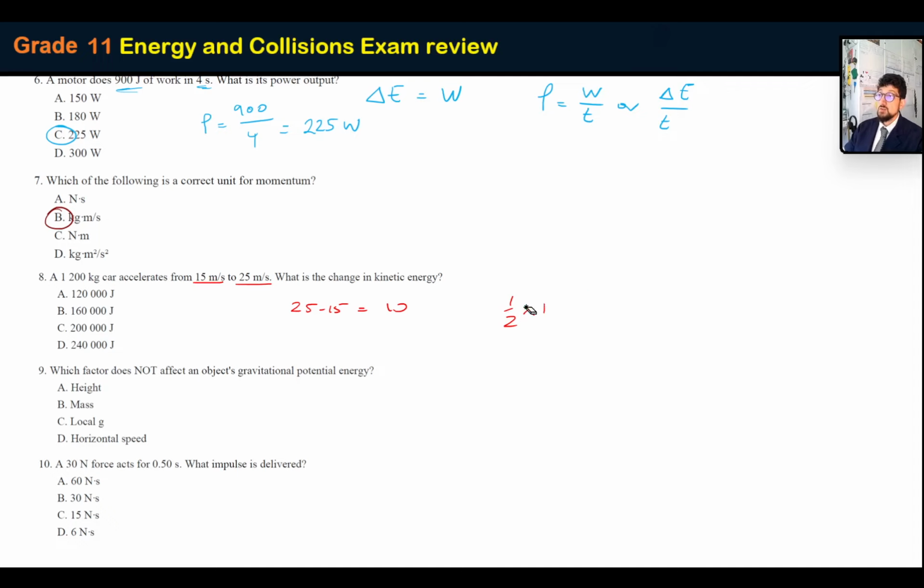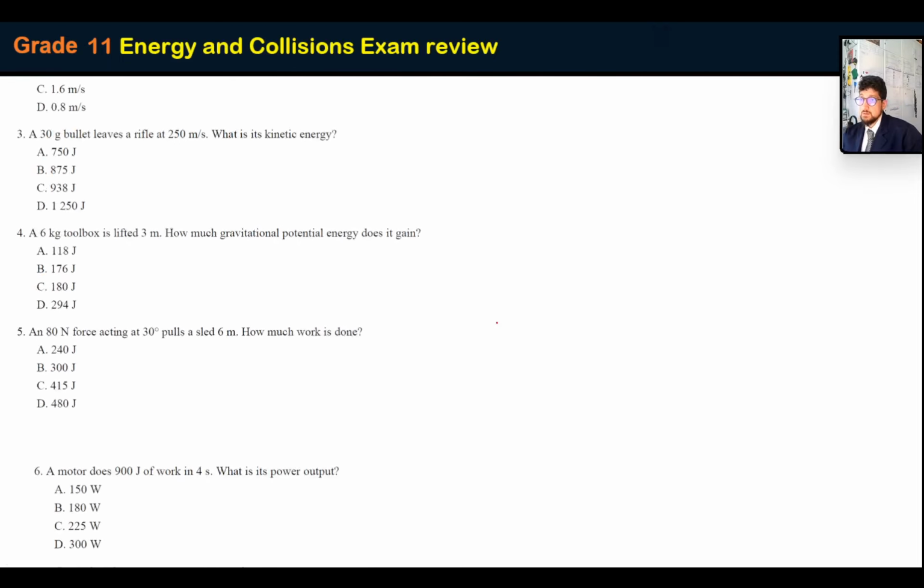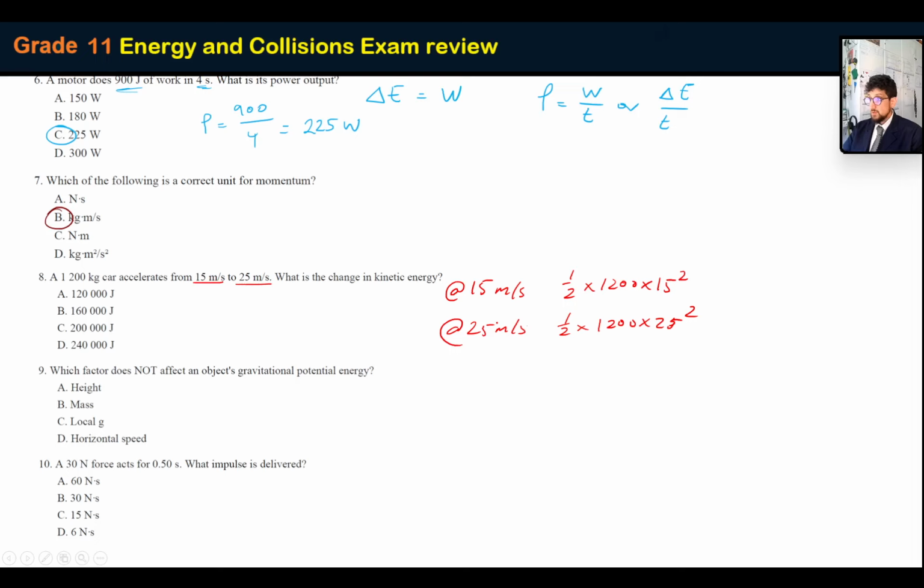So what you need to do is solve it for 15 meters per second, and then you go half times 1,200 times 15 squared, and then you go at 25 meters per second. It equals half times 1,200 times 25 squared, and then you go this minus that. So it's going to be 0.5 times 1,200, which is 600, times 25 squared, minus 0.5 times 1,200 times 15 squared. And that is 240,000. Okay? Orange.